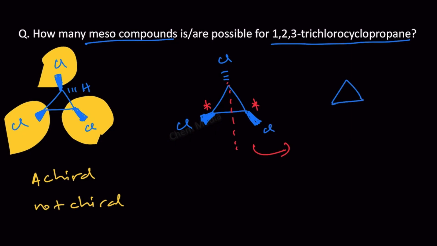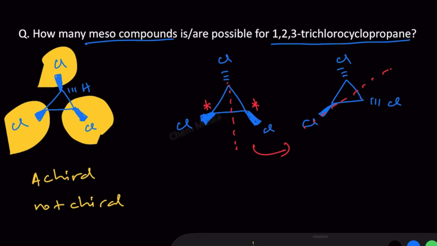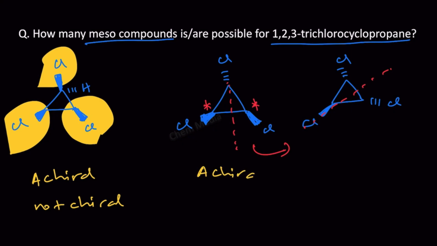Because now let's say if you change this chlorine here, this is also down, only this up, this cannot become an enantiomer, isn't it? Because this once again would appear like meso, but is it meso? No, it is not meso. It is simply not chiral, or achiral. That's the definition you should adapt to. This is achiral, this is also achiral.